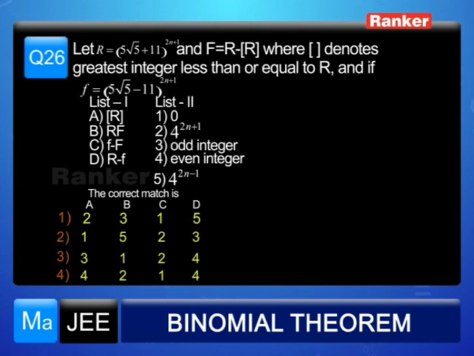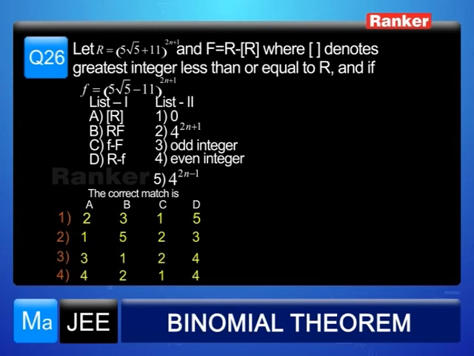So in list 1, the options are bracket R, R into f, f minus capital F. Fourth option is capital R minus small f. And in list 2 we have 0, 4 to the power 2n plus 1. Third option, third odd integer, fourth even integer, and fifth 4 to the power 2n minus 1. The correct match of list 1 with list 2 is A, B, C, D.